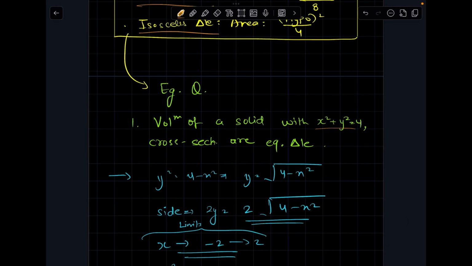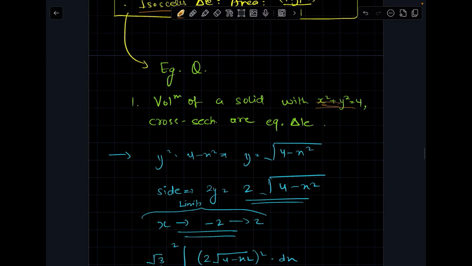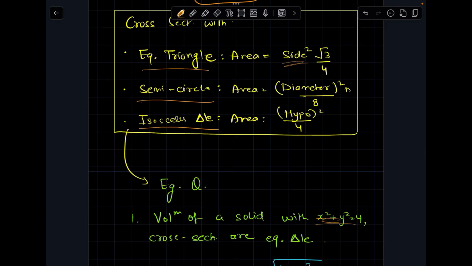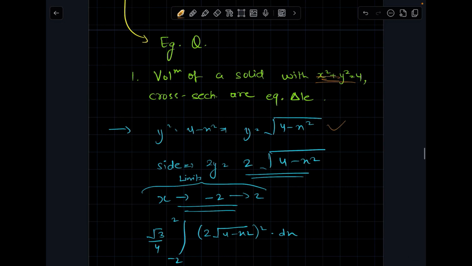Now let's talk about some example questions. First, you have a solid with base x squared plus y squared equals 4. That's a circle, and we have to find the cross section of an equilateral triangle. So we need to find the side, since the formula for the area is side squared times root 3 by 4. So we'll calculate y, and the side is going to be 2 times y since it's an equilateral triangle. So the side will be 2y, and that would become 2 times root 4 minus x squared.